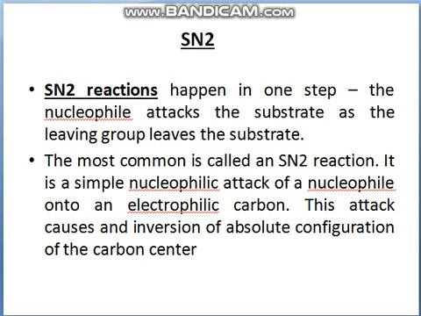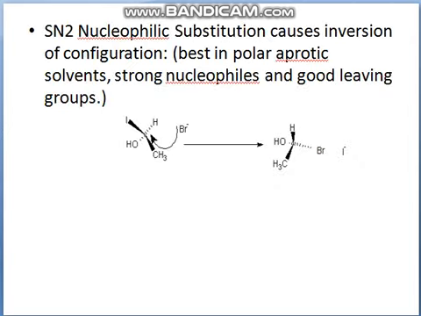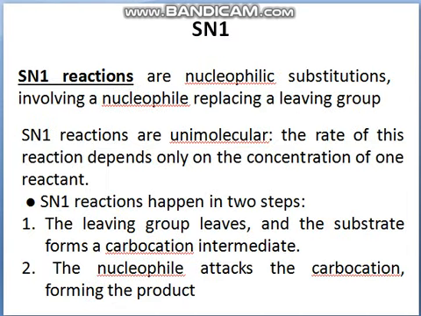So in the SN2 reaction, the things involved are substitution, nucleophile and a bimolecular reaction. Okay, SN2 nucleophilic substitution causes, as I told, inversion of configuration. Okay, means the good leaving group is removed in this.